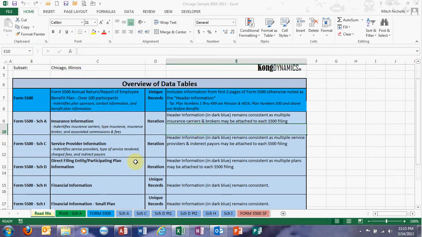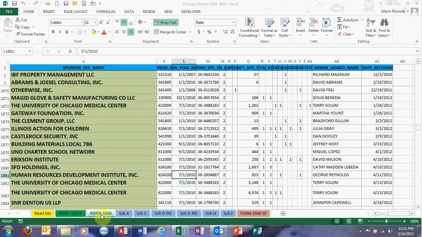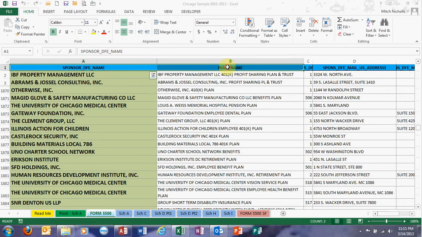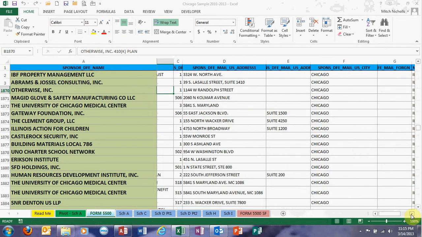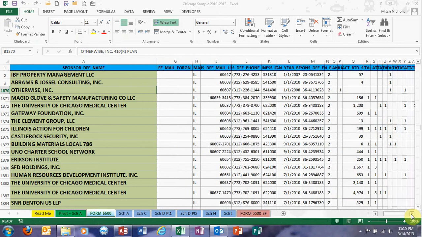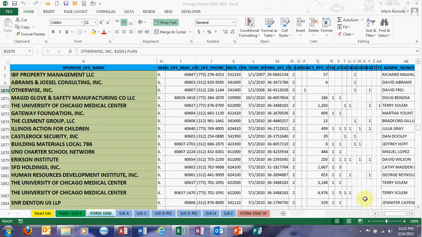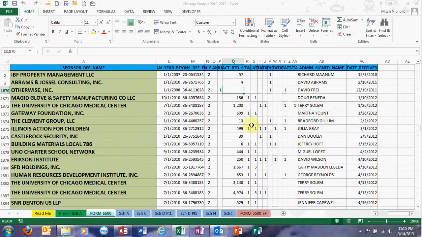And you'll notice that on the Form 5500 tab, I've got it blue at the top under the field headings here. Again, this is the first two pages of the 5500 form, which is going to be standard. Like I said, the plan information, address, phone number, as we go across, the different toggles, number of lives, who signed the plan, and the date that the Department of Labor received the form.